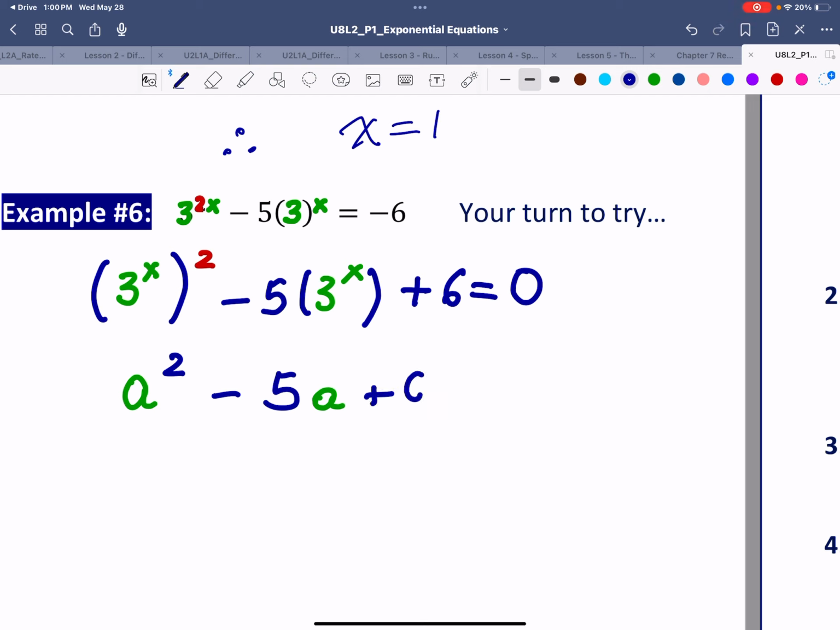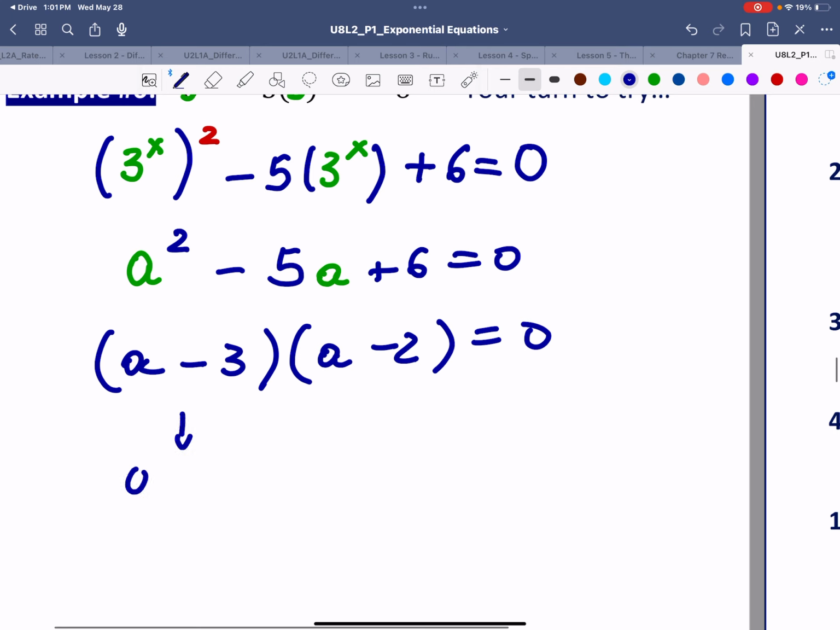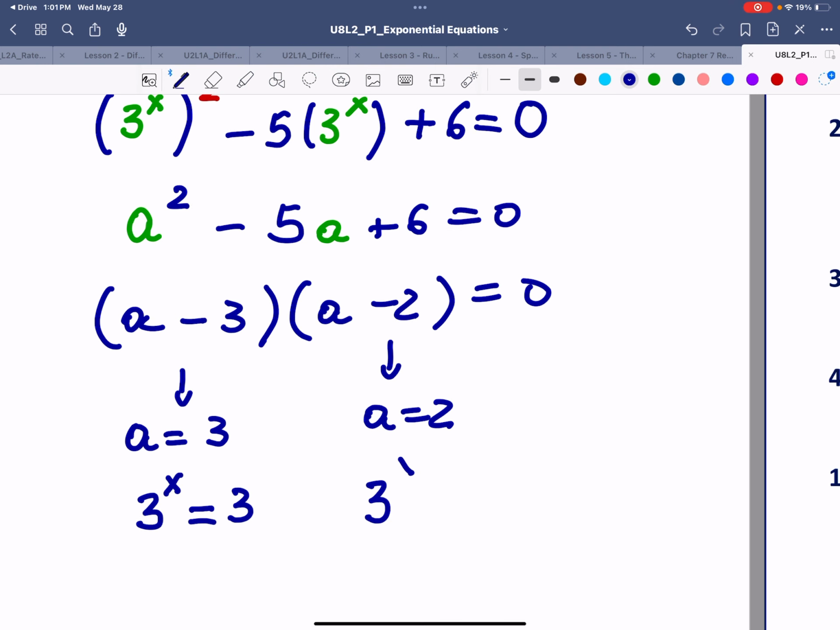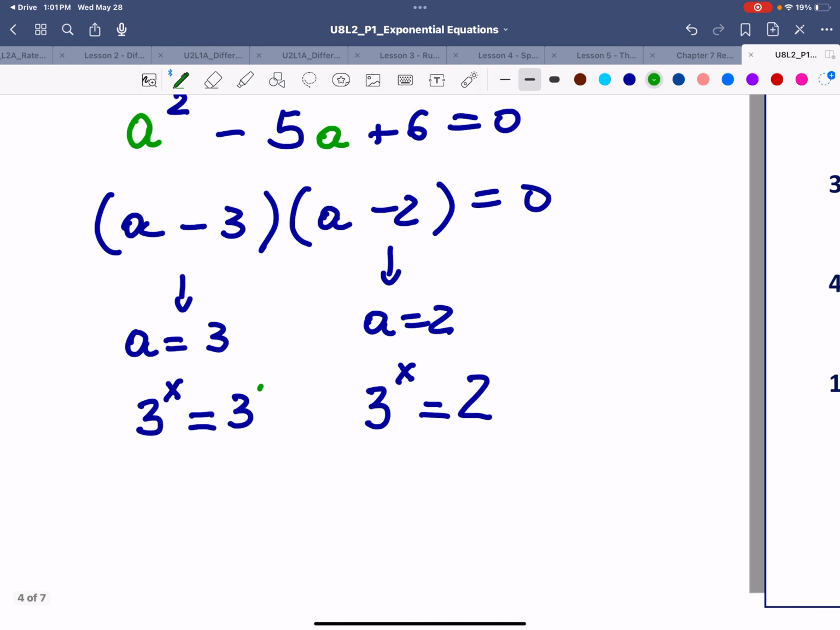I'm going to finish this very quickly, and we're going to factor. We have (a minus 3)(a minus 2), from where we derive that a would be 3 or positive 2. And from here on, we bring 3 to the power of x in. So 3 to the power of x equals 3, or 3 to the power of x is equal to 2. That means either x equals 1 in this case, or, for this one here, we solve it by using the special method that I explained in a separate video.